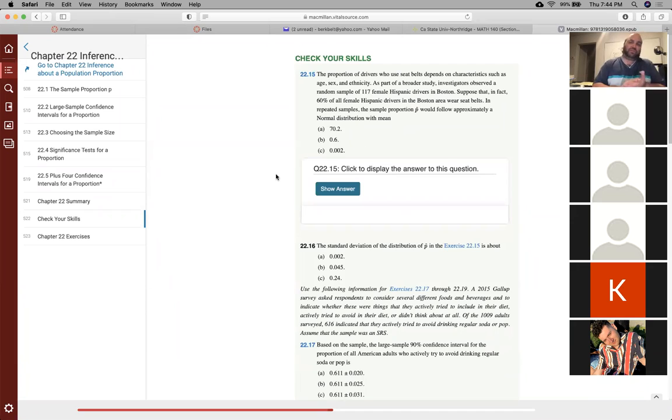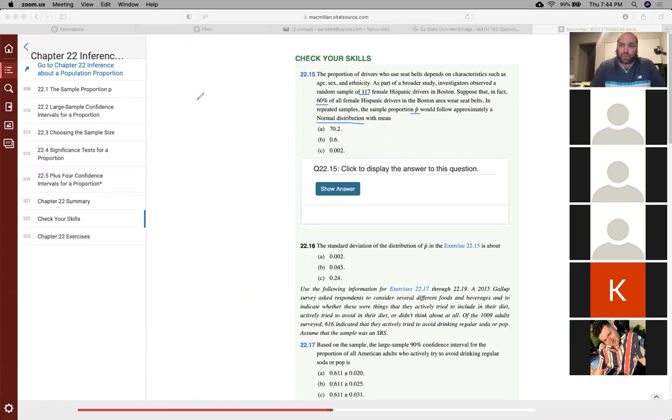Okay, so let's go through some skills tests. Let's start with number 15. It says the proportion of drivers who use seatbelts depends on characteristics such as age, sex, and ethnicity. As part of a broader study, investigators observed a random sample of 117 female Hispanic drivers in Boston. Suppose that in fact 60% of all female Hispanic drivers in the Boston area wear seatbelts. In repeated samples, the sample proportion p hat would follow approximately a normal distribution whose mean is equal to what?